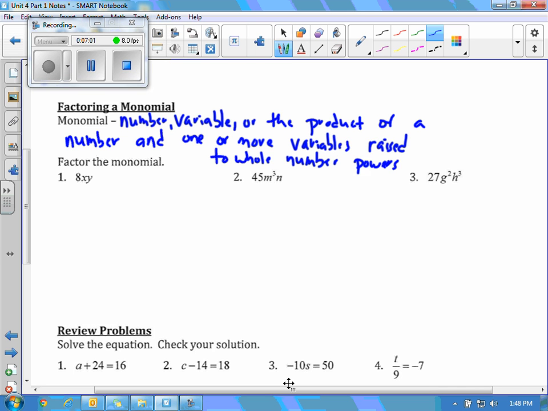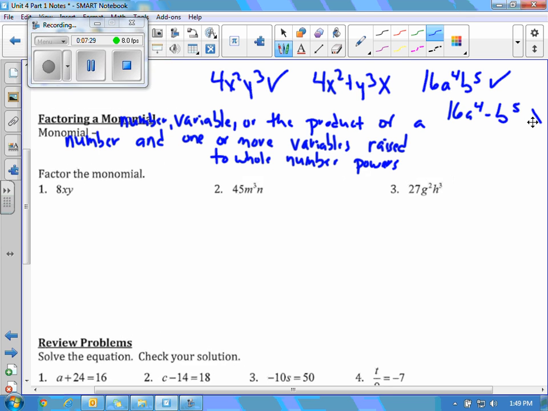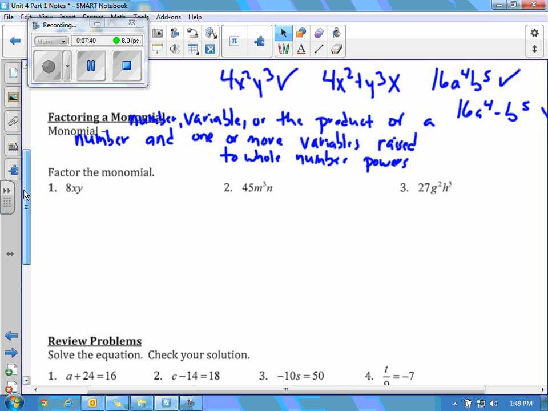Okay. So for instance, 4x squared y to the third is a monomial. Whereas if I had 4x squared plus y to the third, that's not a monomial. In the same way, if I had 16a to the fourth b to the fifth, that is a monomial. But if I had 16a to the fourth minus b to the fifth, that's not a monomial. So there's not going to be any operation signs in between them if it's going to be a monomial. It's all going to be one thing. Okay. So we're going to look at factoring a monomial.